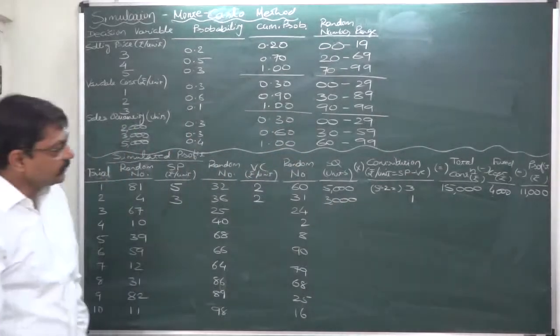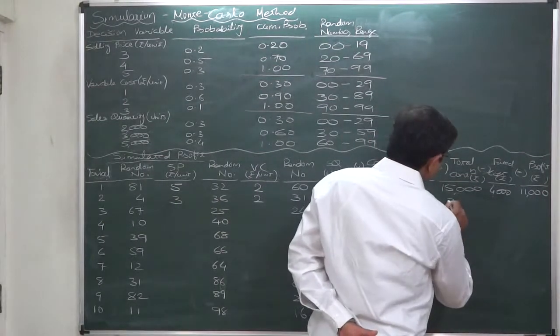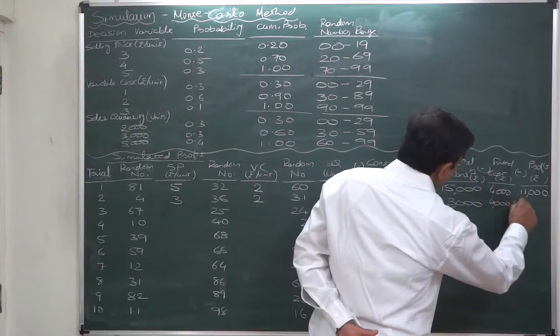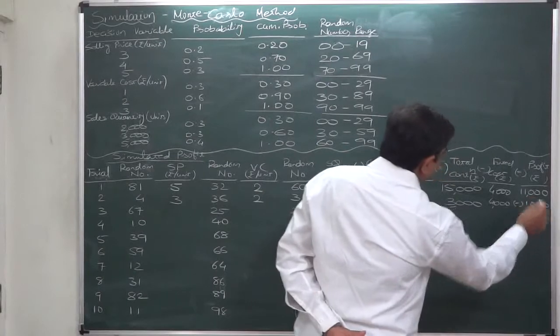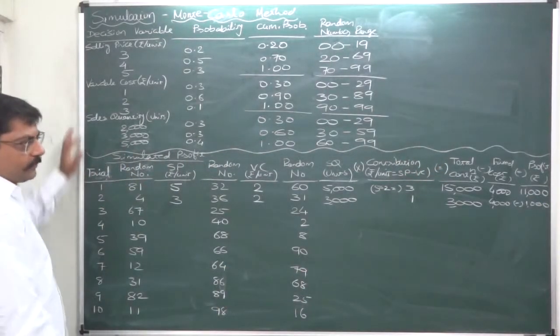3,000 units can be sold and contribution of rupee 1 can be earned. So the total contribution comes to 3,000, that is less than the fixed cost. So there will be a loss of 1,000. If this kind of situation occurs in reality, there will be a loss of rupees 1,000.